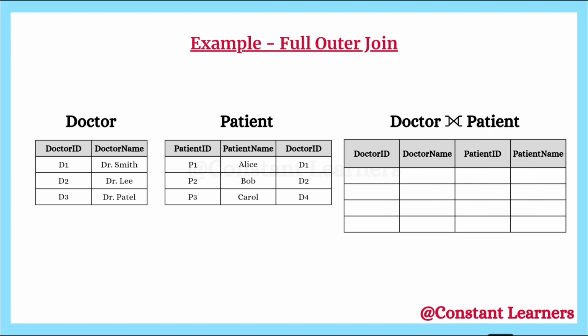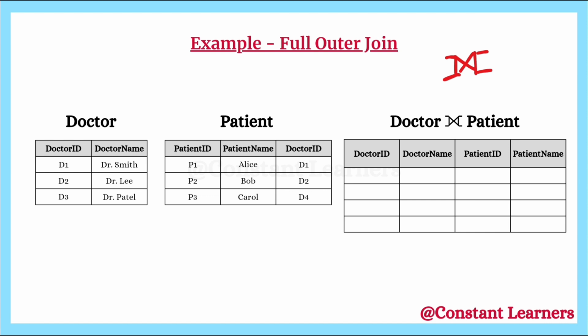Now, for full outer join. The full outer join symbol is an X box with the protruding lines on both the sides. When it is on both the sides, this means we have to do a full outer join. Now, in case of full outer join, all the entries from the doctor table as well as all the entries from the patient table will be present in the output, right?